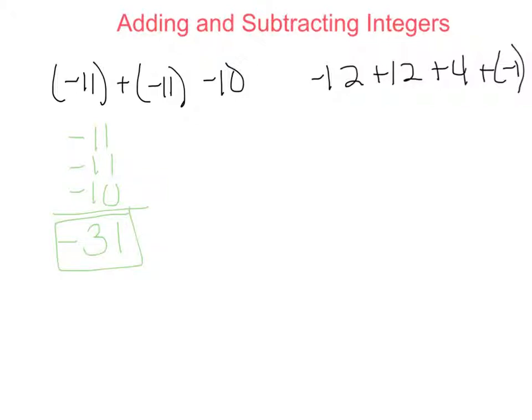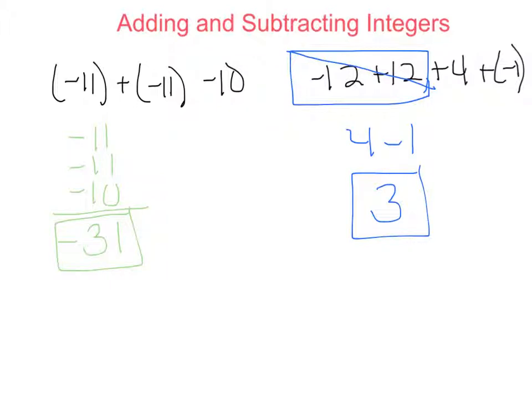On this next example, we can do the same thing. However, this right here would be opposites. And as we learned in a previous lesson, opposites, anytime you add them, you get 0. So when you get opposites, you can go ahead and cancel them out as if they're not there. That leaves us with the 4 minus 1, which is 3. So that would be your final answer.